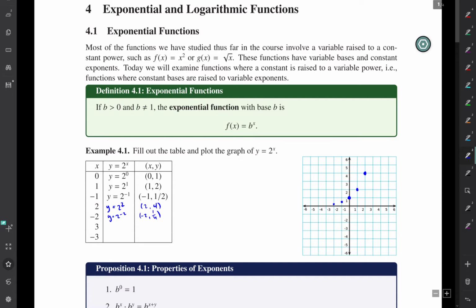If I plug in 3, I'll get 8. So 3, 8 should be up here somewhere. And then finally, if I plug in negative 3, then that's negative 3, 1/8. And so you can kind of see here that the graph looks something like this. It's a function that starts off really, really small and then grows really, really big really, really quickly.